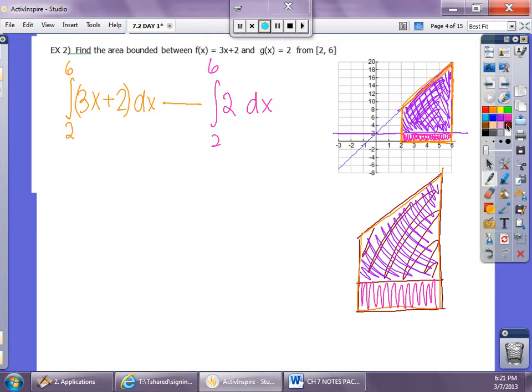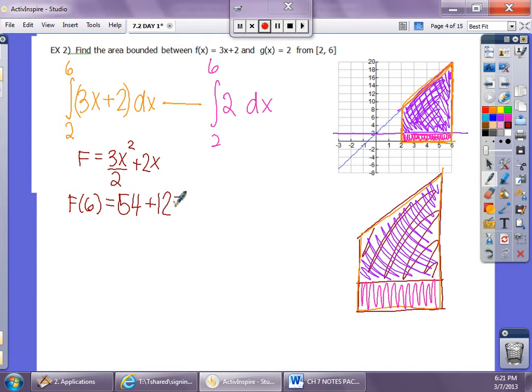We are going to take this integral. Antiderivative would be 3x squared over 2 plus 2x, from 2 to 6. 6 squared is 36, divided by 2 is 18. 18 times 3 is 54.